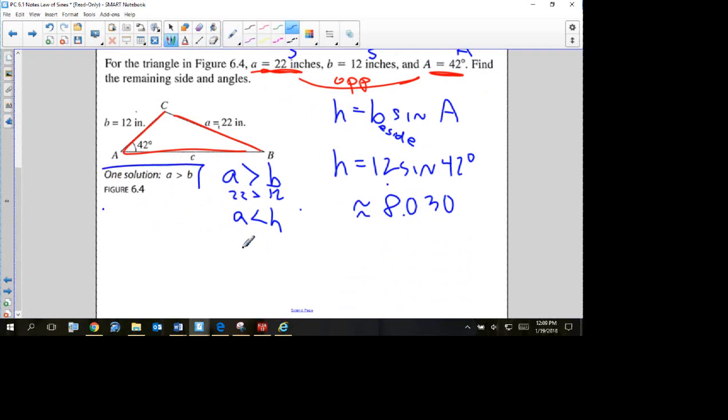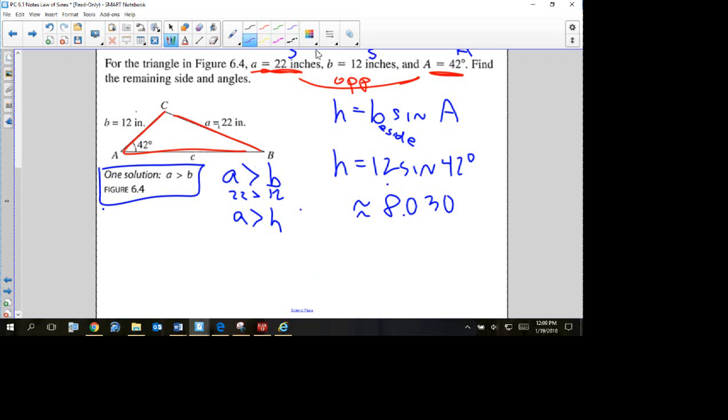So they've already told us here the reason why there's only one solution is because A is greater than B, and then we found H and made sure that A is also greater than H. Right? So now we know that there's one triangle. You can just solve for all the missing pieces of the one triangle.